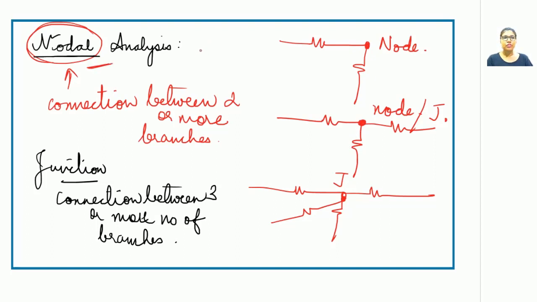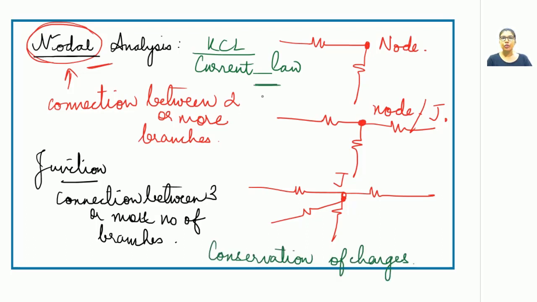What is the purpose of using this concept of nodal analysis? Nodal analysis uses the concept of KCL, that is Kirchhoff's current law. If it is using Kirchhoff's current law, then naturally it is based on conservation of charge. Often in circuits where you are required to find the nodal voltages, the voltages at these nodes, this nodal analysis becomes handy. Using nodal analysis, it becomes very easy to find the voltages at specific nodes. So this is the purpose of using nodal analysis.